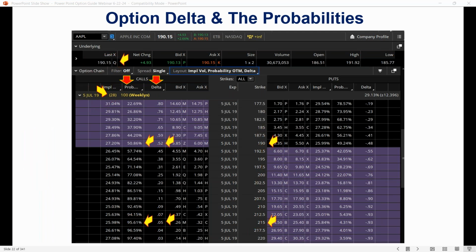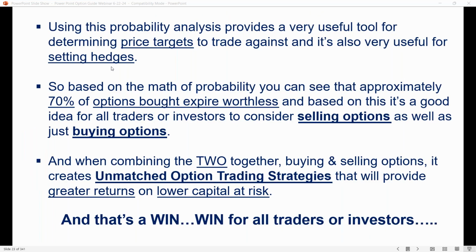Really good information there that you can quickly assess. By using this probability analysis, you have a very useful tool to quickly determine price targets to trade against. It's also very useful for setting hedges. When something goes wrong, you can look at the probabilities of where you should set that hedge. Based on the math of probability, approximately 70% of options bought are going to expire worthless.